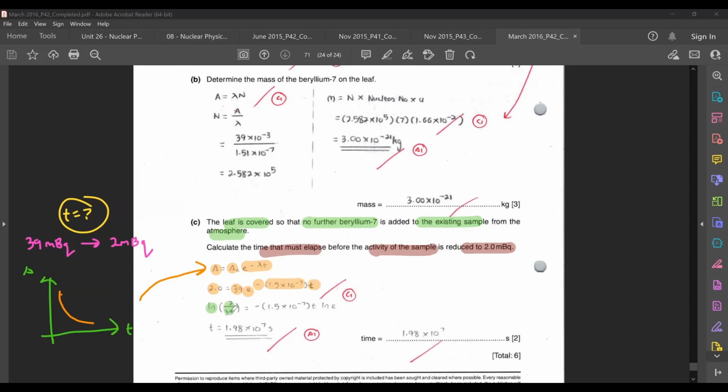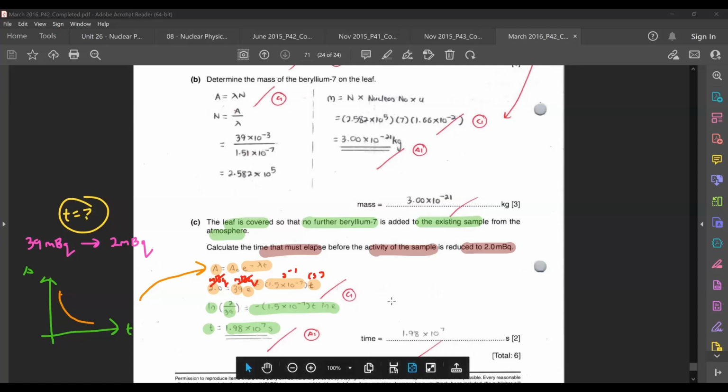Ln both sides. You eventually get the answer is 1.98 times 10 power 7 seconds. Okay. So same thing as before. Just notice that the units don't need to be changed in any way because this one is millibecquerel. This is also millibecquerel, they cancel off. And then because this one is in per second, this one will be second. All right. So this is your final answer, 1.98 times 10 power 7. That one is pretty straightforward.